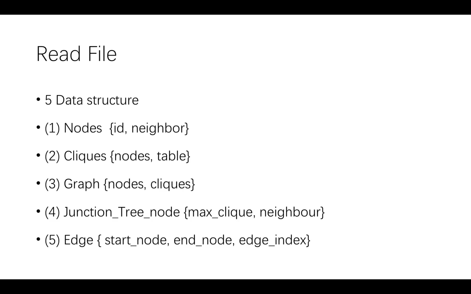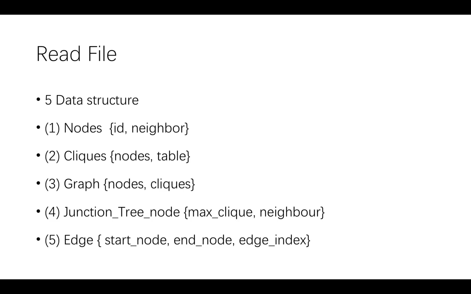The first is the node information, which includes the node ID and the neighbors of the node. The second class is clique. It includes all nodes in this clique and the table information of this clique. The third is graph. It contains all nodes and all cliques in the graph.